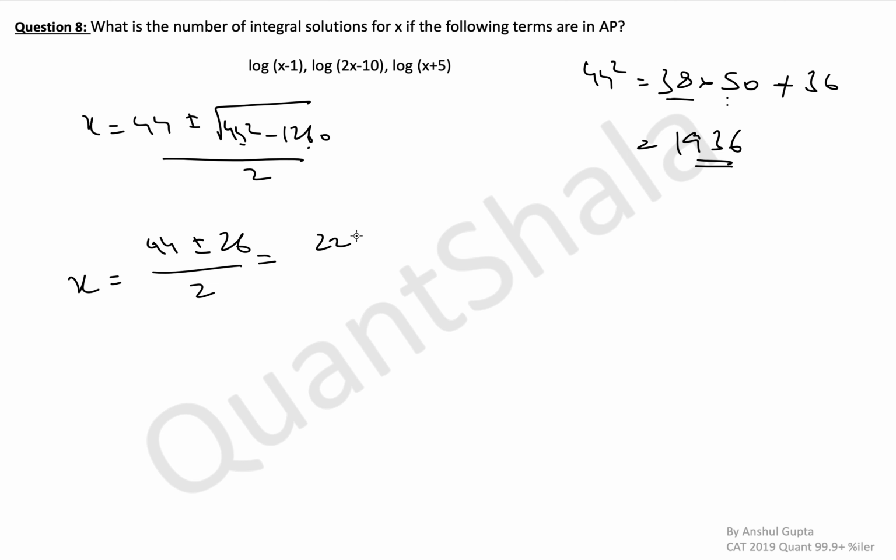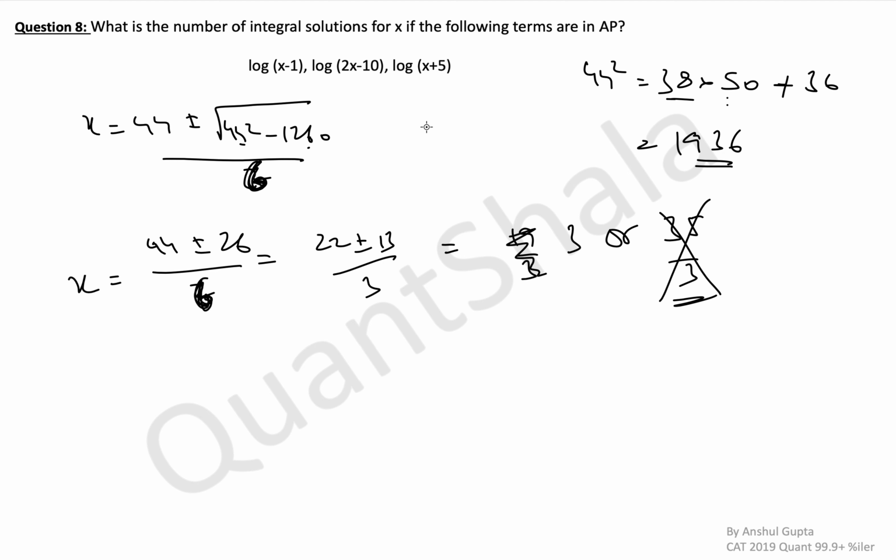So you'll get 22 plus minus 13, or this is divided by 6, okay? I copied the denominator wrong. So in the previous slide we had it divided by 6. So we'll have 22 plus minus 13 divided by 3. This is equal to either 35 divided by 3 or 9 divided by 3. So it will be 3 or 35 by 3. 35 by 3 is not an integer, so this is not valid for us because this is only asking for integral solutions. So 3 is valid for us. So number of integral solutions will be 1.